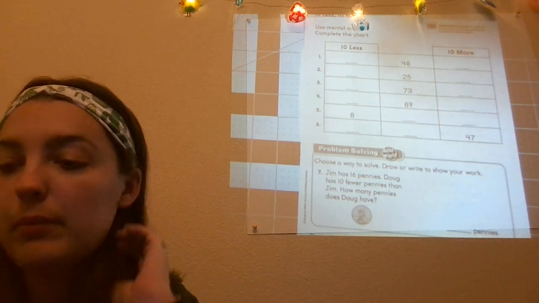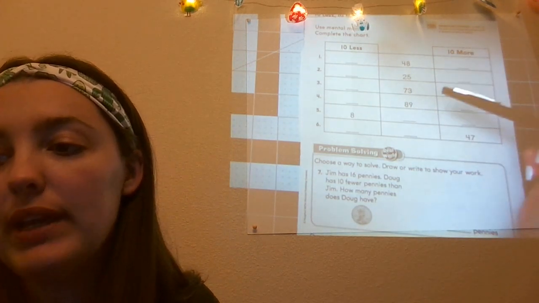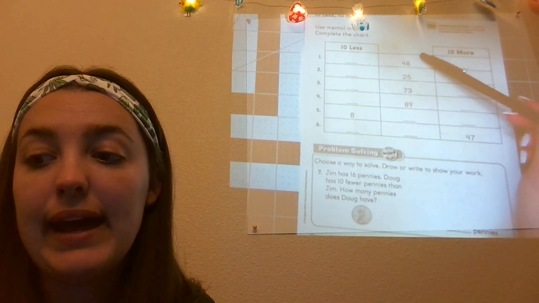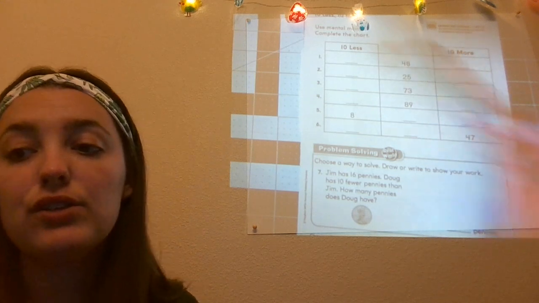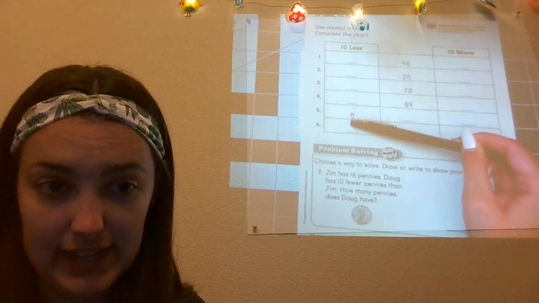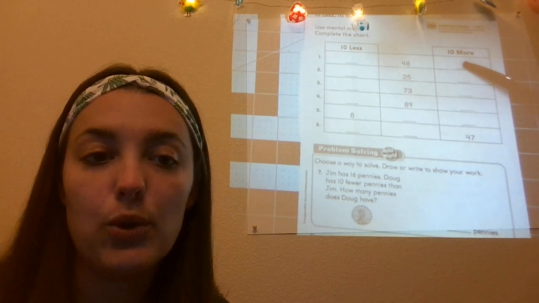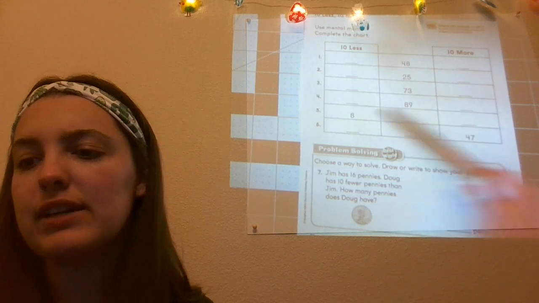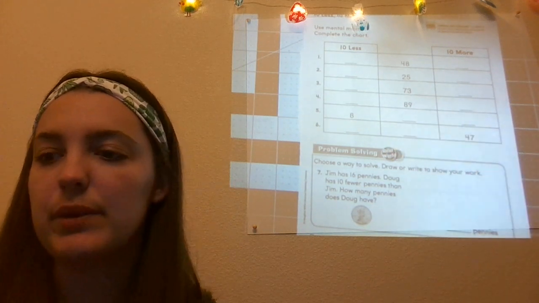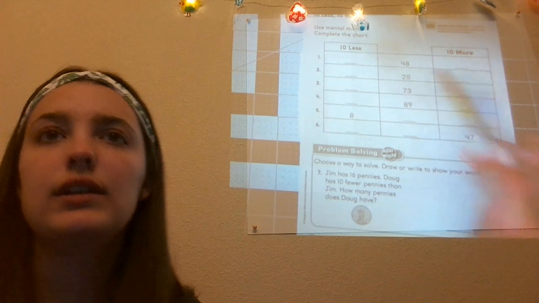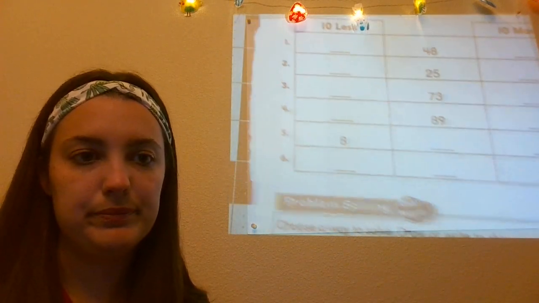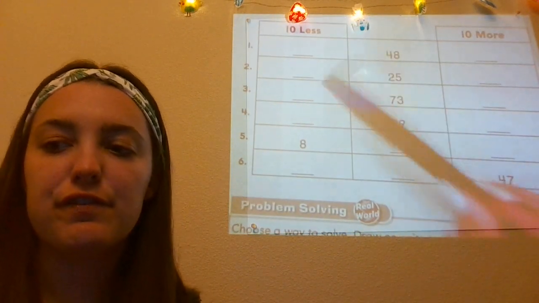Okay, so right here we have 3 columns, and in the middle it has some 2-digit numbers, and over here it's asking for what is 10 less than that number, and over here it's asking for what is 10 more than that number. Okay, then we have some more kind of tricky stuff down here, but we'll figure that out when we get to it. So our first number, I'm going to see if I can zoom in a little bit. Oh, actually that worked really well. Awesome. Okay, our first number is 48.